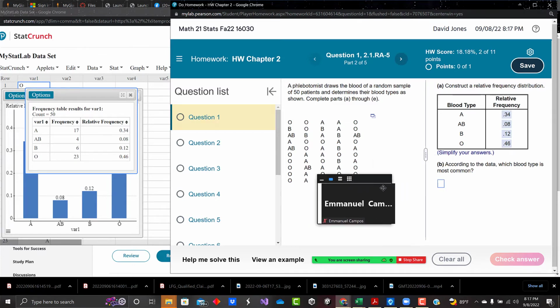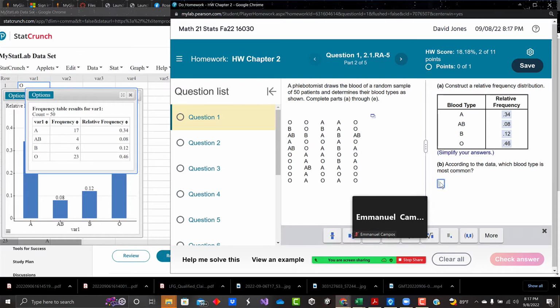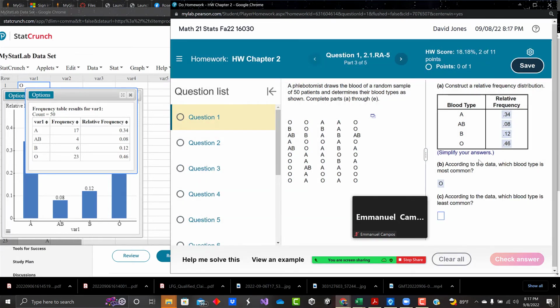According to the data, which blood type is the most common? It's the one that shows up the most, whichever one has the highest number. So it looks like O has the highest value. Least common would be AB. It's got the lowest value.